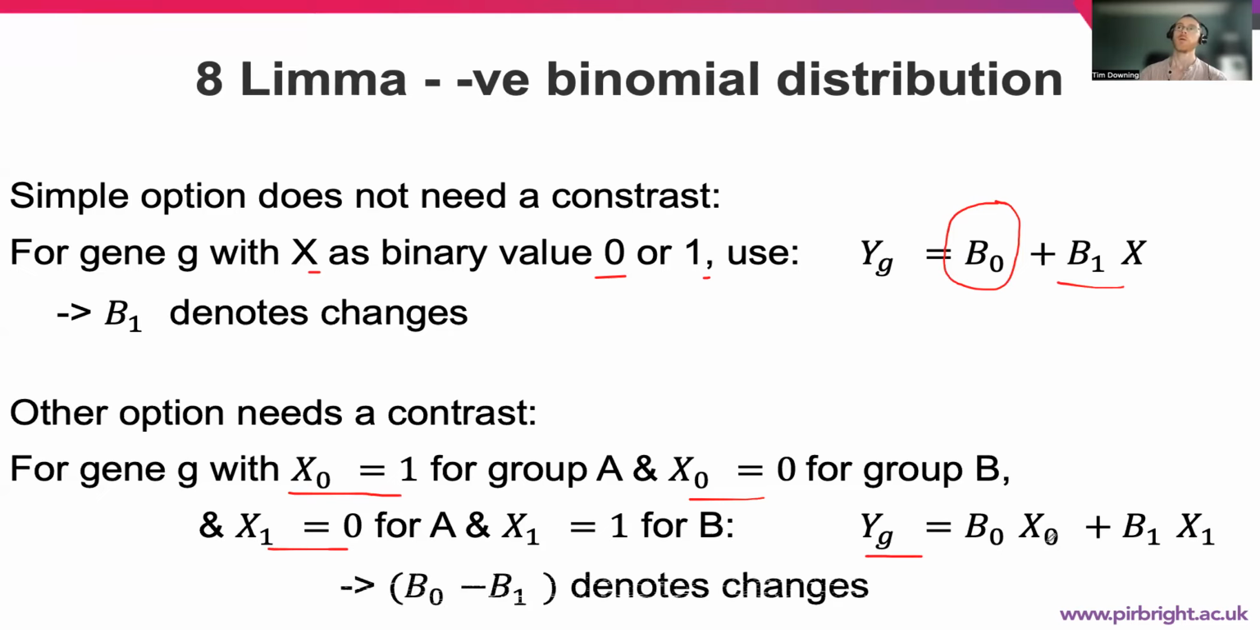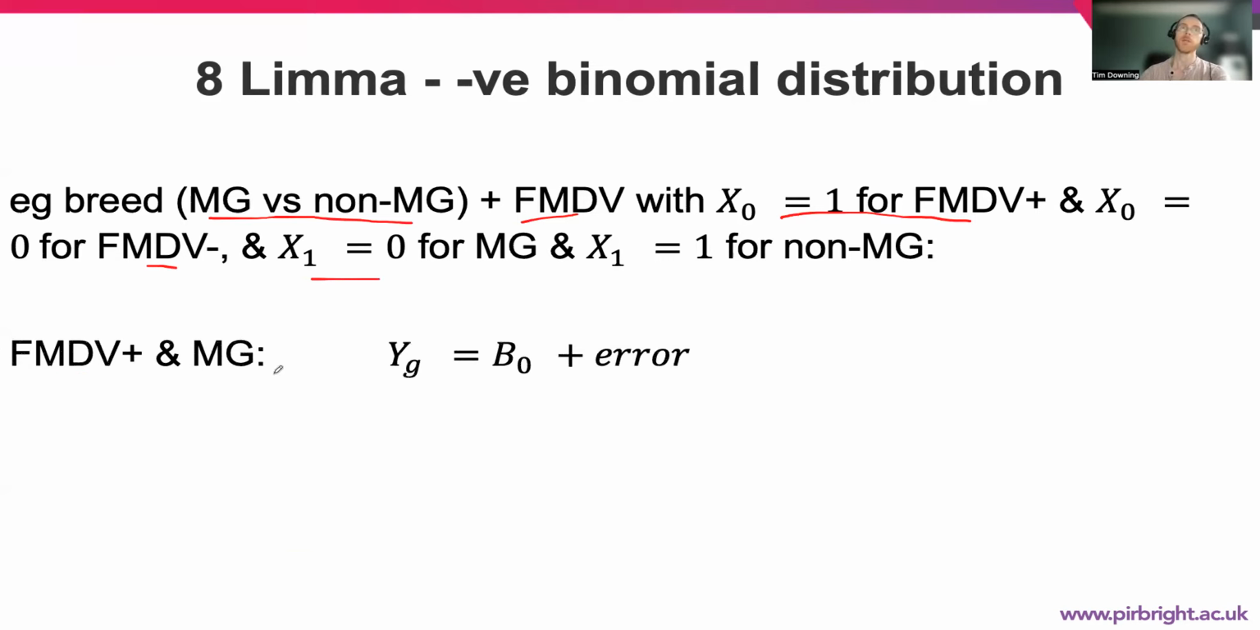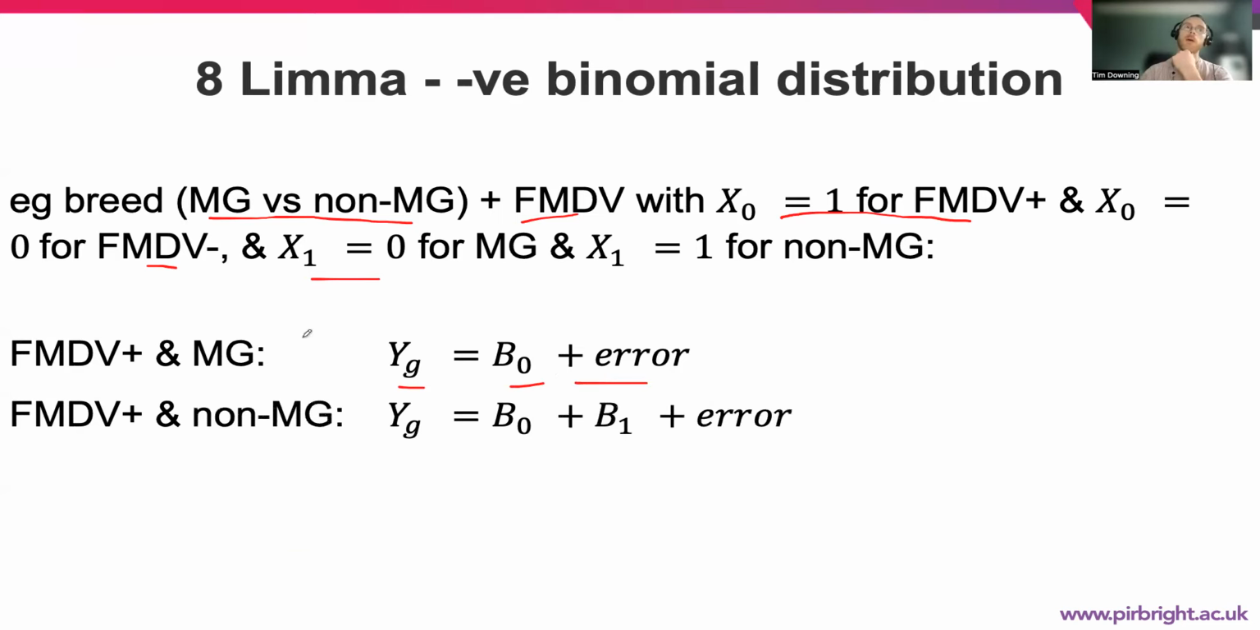If we apply this to our models that are of interest, we can think of it in more simplified terms: we might have a breed, where we're classifying them into two different breeds for simplicity here, although obviously we have three, and we have foot-mouth status as either present or absent. So X0 equals 1 for present foot-mouth infection, X0 equals 0 for negative, and X1 equals 0 for MG and 1 for non-MG. Thus, for the first class, where we have FMD infected MG cattle, YG is the product of beta 0, the infection status, plus other errors, other factors not accounted for in our model. For the non-MG, it's the same as above, but with beta 1 added.